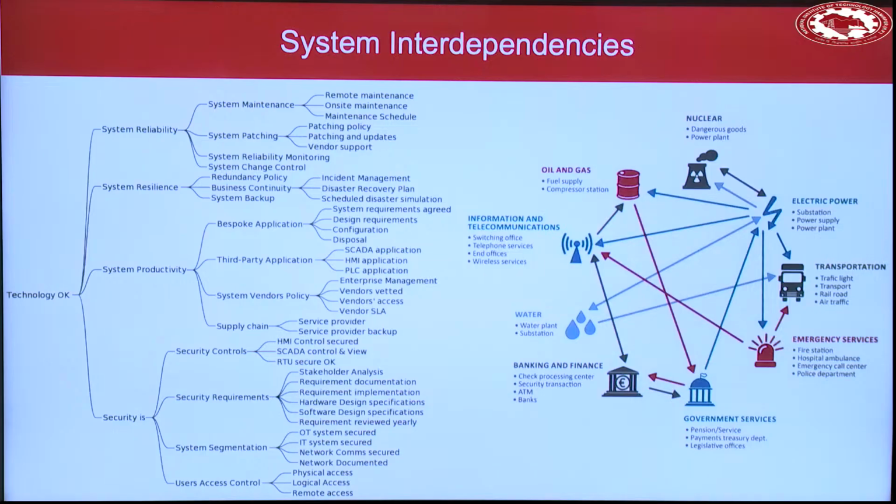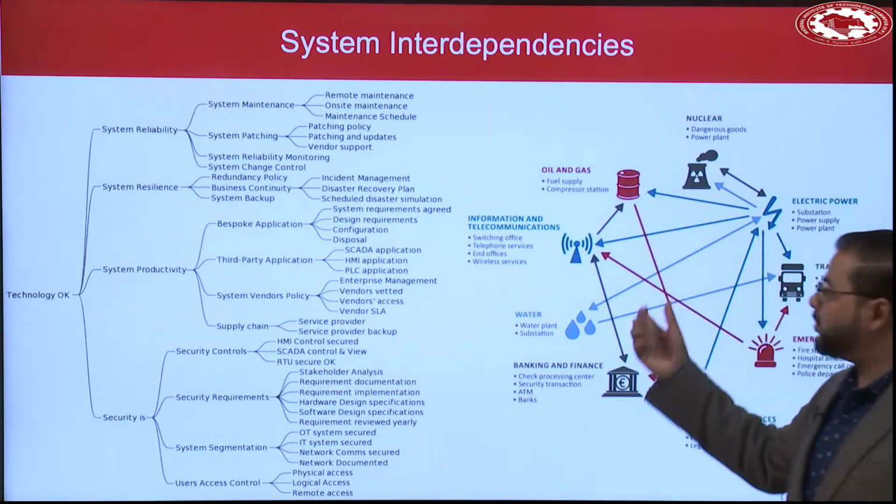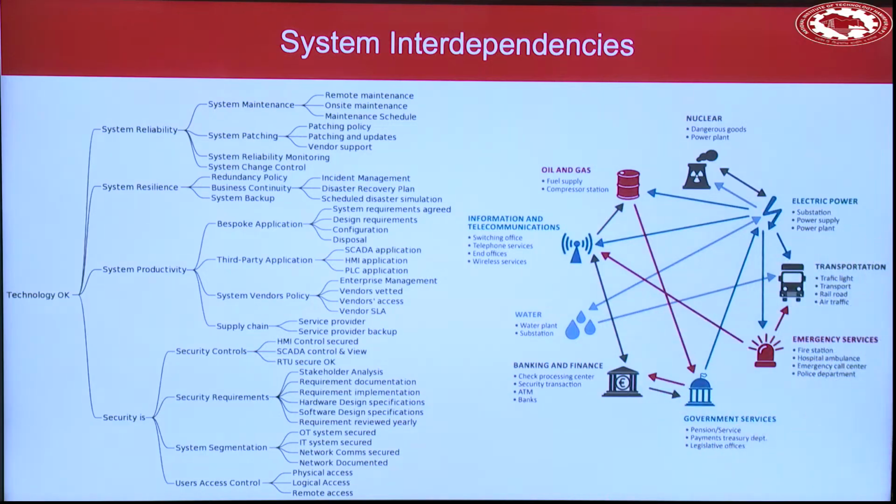So they might have bespoke applications, more specific customized applications. We might have third-party applications, system vendors, supply chain. Supply chain is also really important in OT systems. What is an example of supply chain? A very simple example: how do you get your food? How do we get the food?